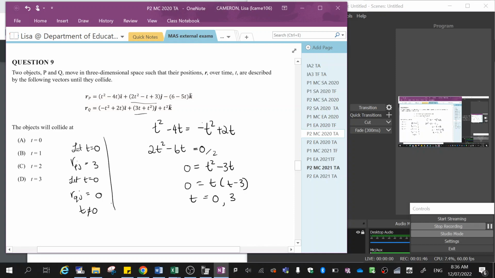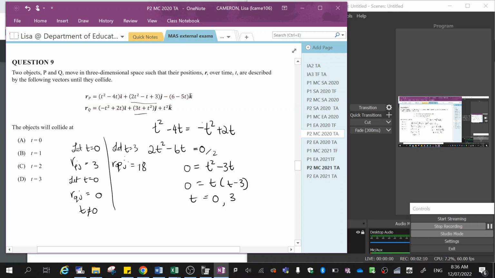Now we can test out 3. So we're going to let t equal 3 in Pj. So that's going to be equal to 3 squared is 9, 18, minus 3 is 15, plus 3 is 18.